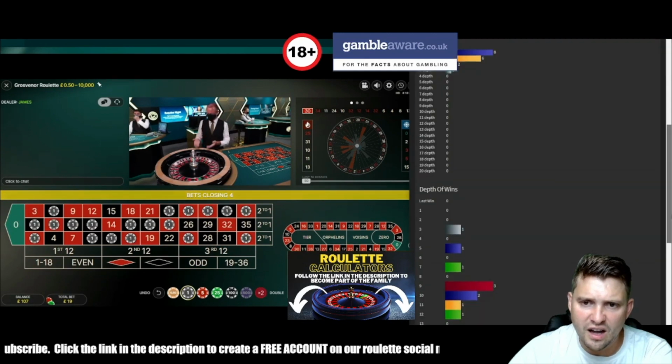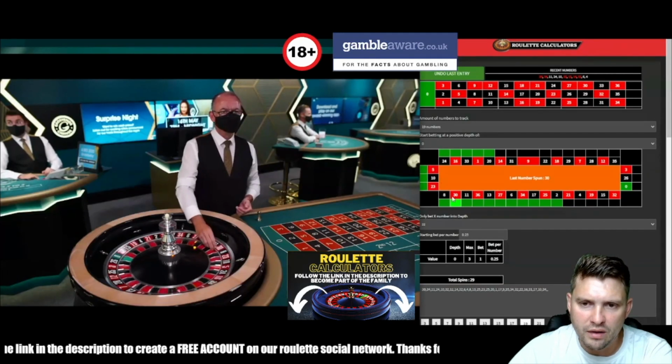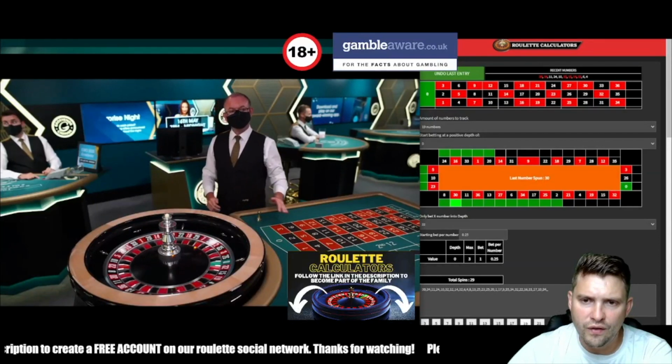Yeah, looks like he's sticking to the highlighted section, and I don't blame them. The highlighted areas come out very consistently recently.